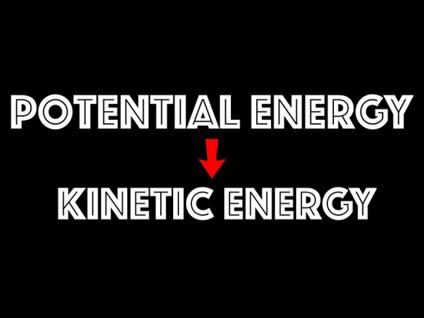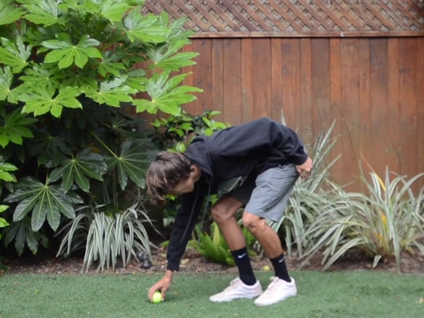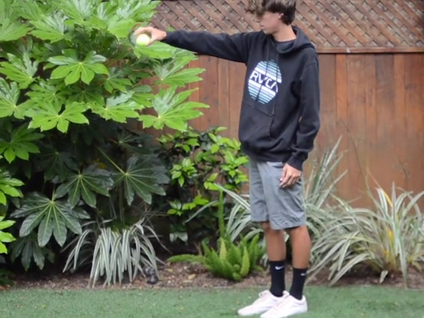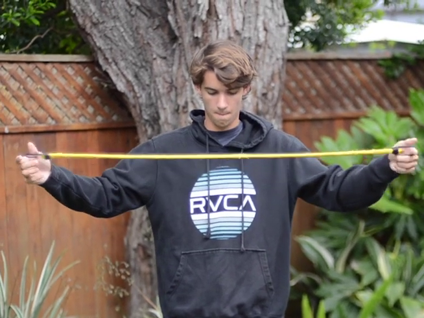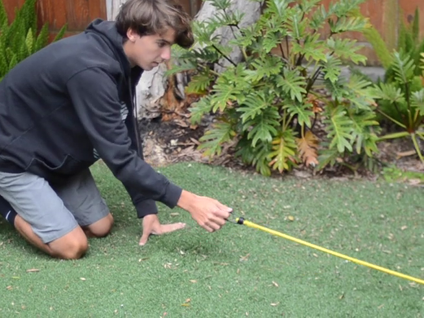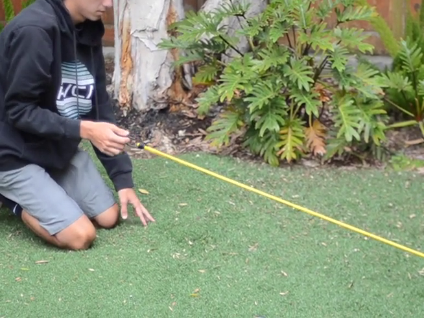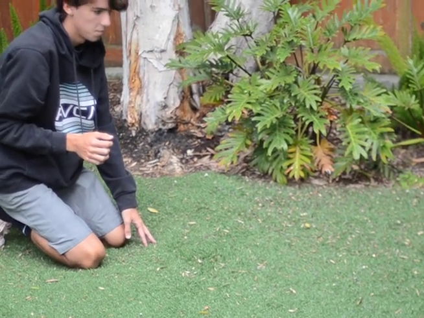Potential energy can be converted into kinetic energy. Going back to the tennis ball and bungee cord examples. When the tennis ball is dropped, its gravitational potential energy is converted into kinetic energy as it accelerates towards the ground. Similarly, as the bungee cord is released, its elastic potential energy is converted into kinetic energy as it naturally returns to equilibrium through motion.